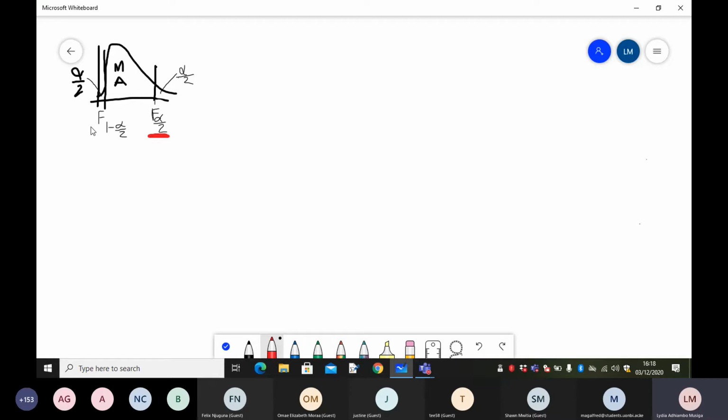And for the second F value, which I am underlining right now, the area to the right should be 1 minus alpha over 2. Why? Because the area to the left of that F value is alpha over 2, so the area to its right will be 1 minus alpha over 2. So that was just a reminder on how we usually read the F values.